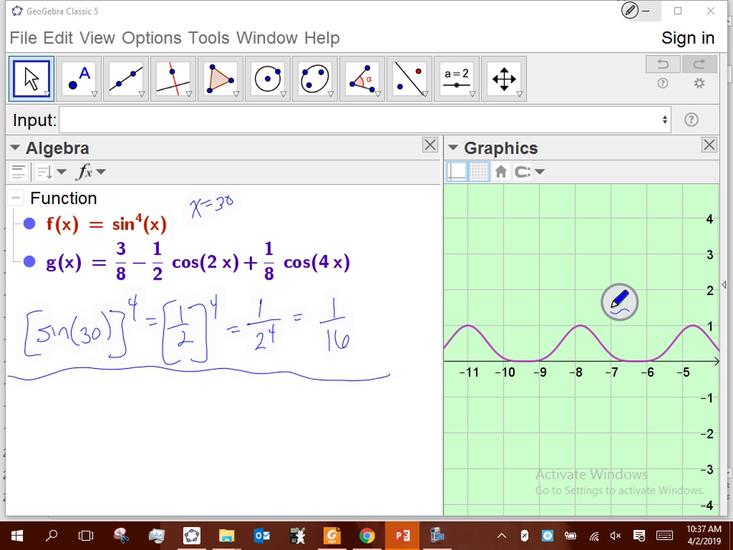Let's see if using x to be 30, I get the same information from here. I get 3/8 minus 1/2 cosine of 2x. So 2x would be 60, so cosine of 60, I think I misspoke earlier. Cosine of 60 is what? 1/2. Put that in. And then plus 1/8 cosine of 4x. Well, 4x would be 120, right? What's the cosine of 120?